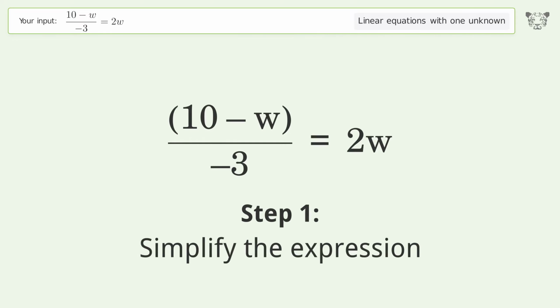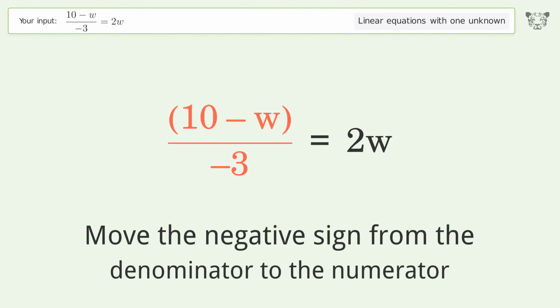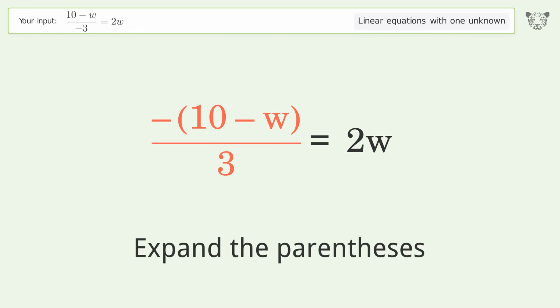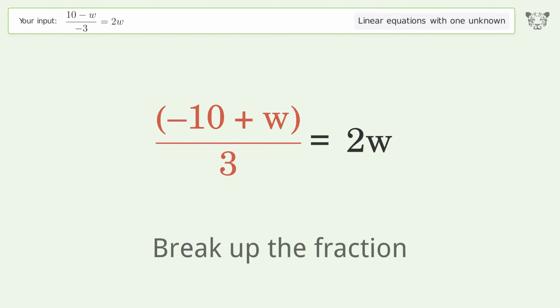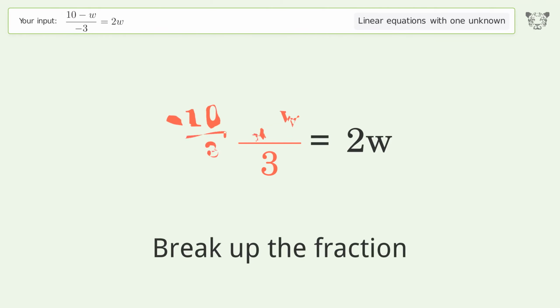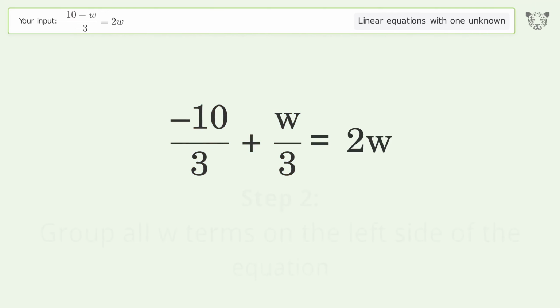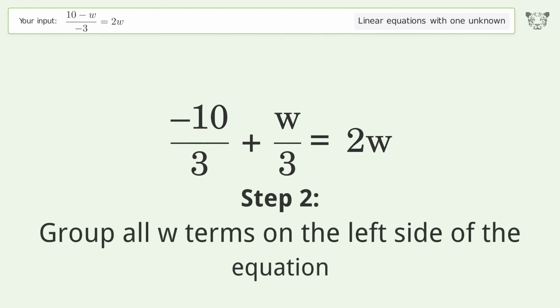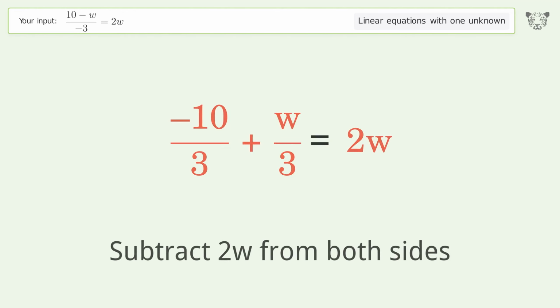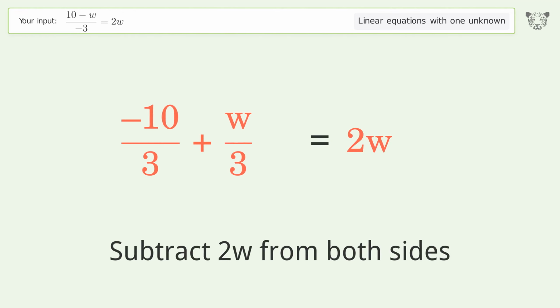Simplify the expression. Move the negative sign from the denominator to the numerator. Expand the parentheses. Break up the fraction. Group all w terms on the left side of the equation. Subtract 2w from both sides.